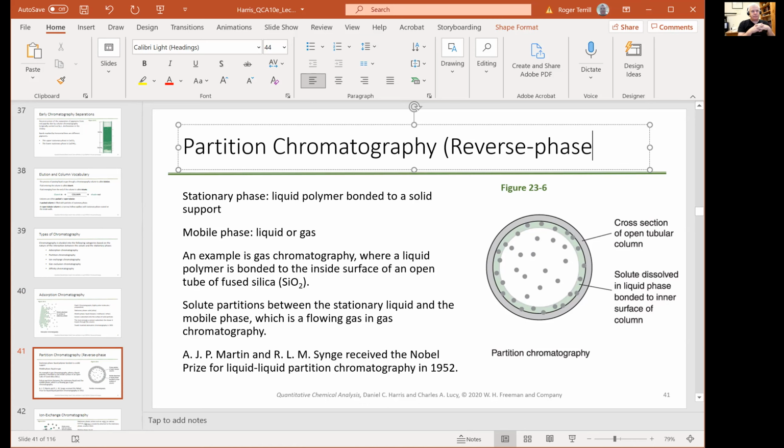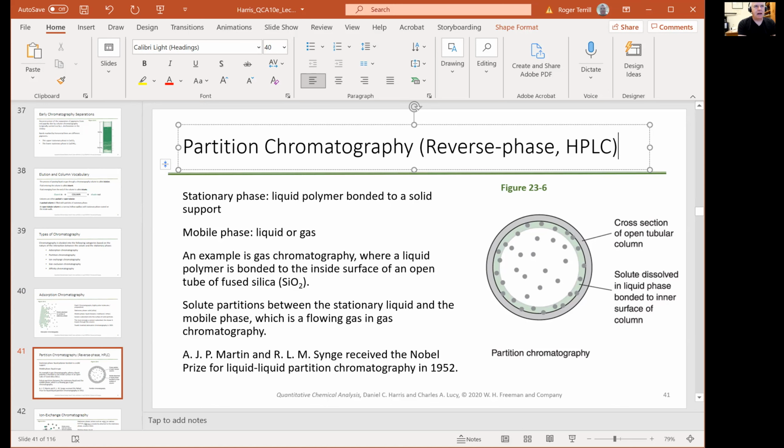And you get into an area where it looks a lot like adsorption and stuff like that. But just in our minds, let's say if there's a bound molecular layer, let's call it partition, right? And reverse phase is normally a type of HPLC, right?